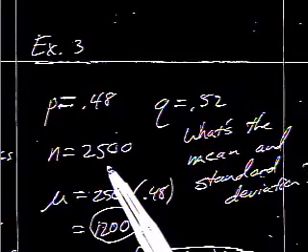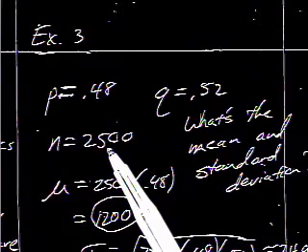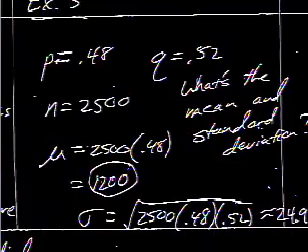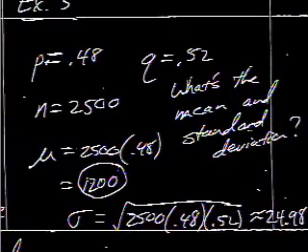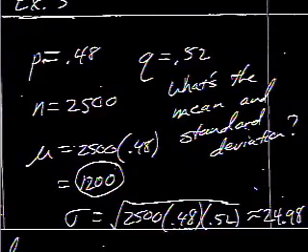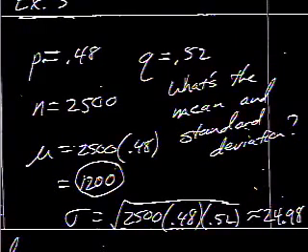All right, so anyway, there's 2,500 trials or 2,500 babies born at this hospital, and of those, 1,200 on the average would be girls, and the standard deviation in this case would be 24.98. And once again, the number 24.98 will be explained later when we get to the standard normal curve.